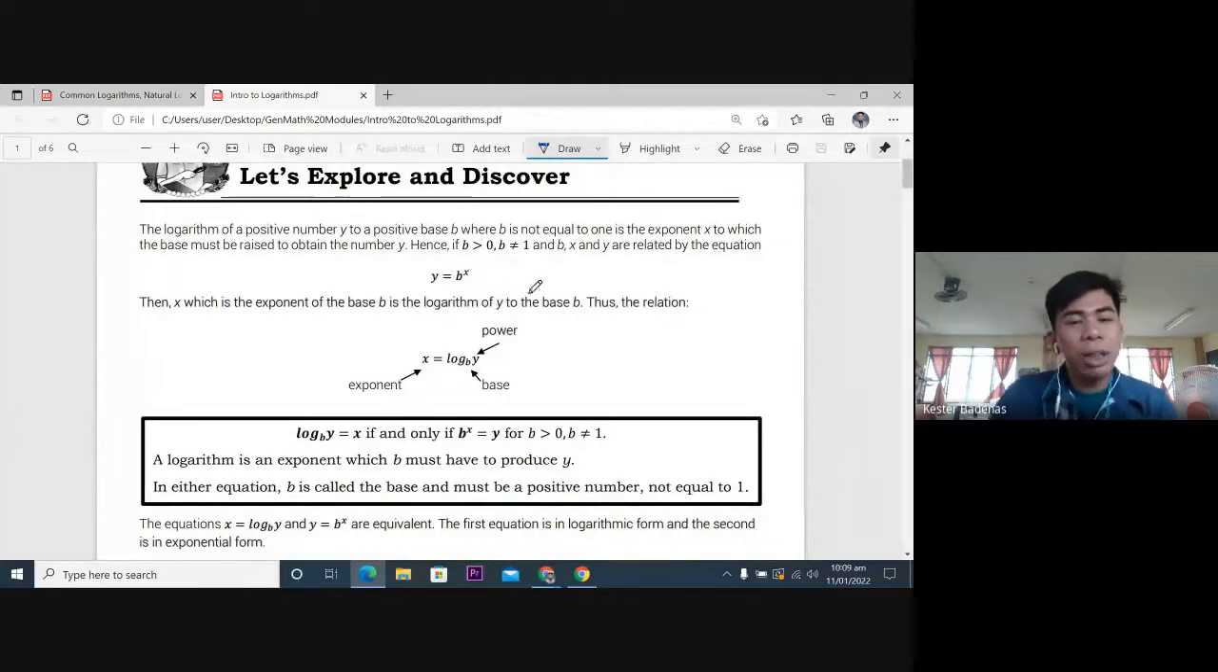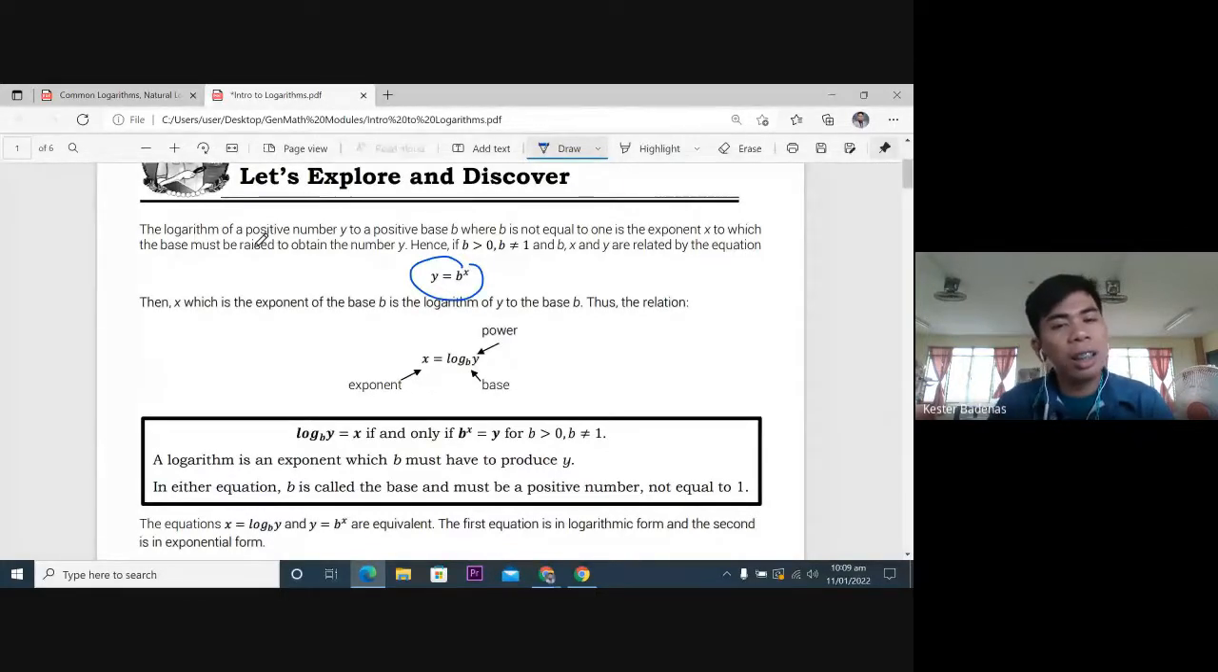Okay. So the logarithm of a positive number y to a positive base b, where b is not equal to 1, is the exponent x to which the base must be raised to obtain the number y. Hence, if b is a positive number and b is not equal to 1, y and x are related to each other by what? By this equation, which is an exponential function.